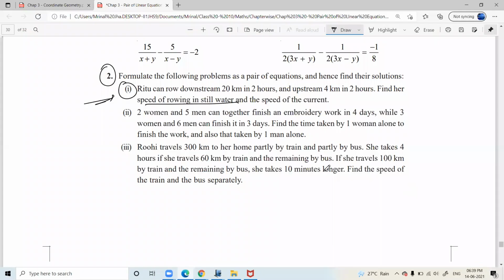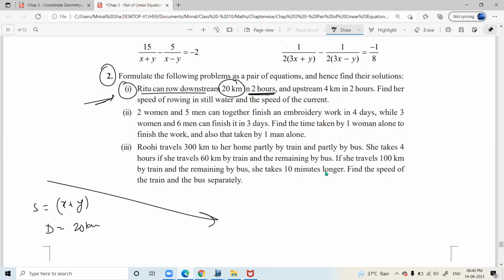Now, getting to this particular question, what do we need over here? They're saying that Ritu can row downstream 20 kilometers in 2 hours. To go down, you have a speed of x plus y. The distance is 20 kilometers and the time it takes is 2 hours. This will give us an equation, right? Speed is equal to distance by time, or we can write it as distance is equal to speed into time. That will be a better way to write it.